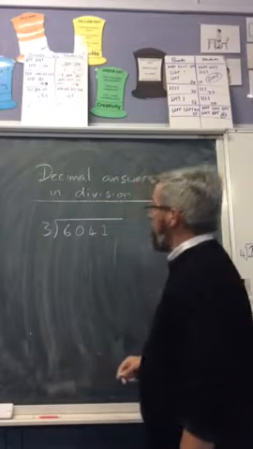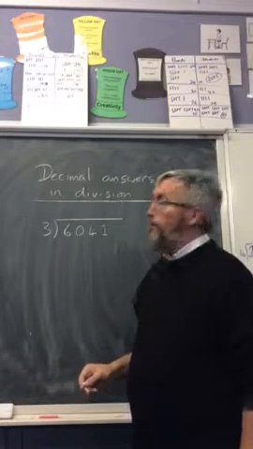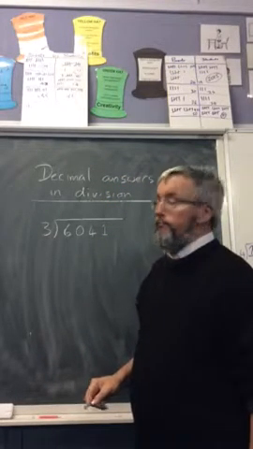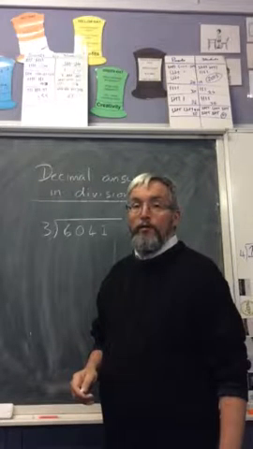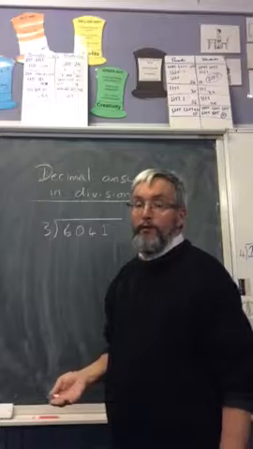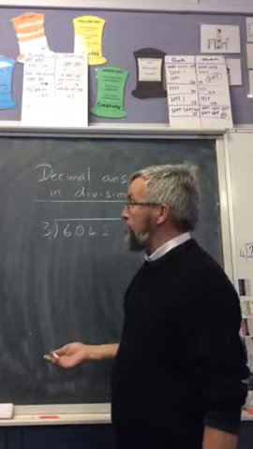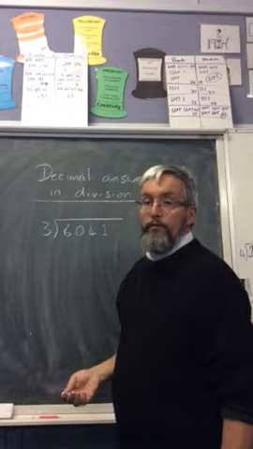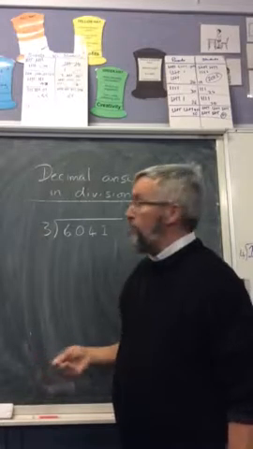Okay, so we've got 6,041 divided by 3. We'd start in the normal pencil and paper method. Some other methods might get involved in this, like skip counting, which I've discussed elsewhere. Possibly even a little bit of repeated subtraction, maybe not.